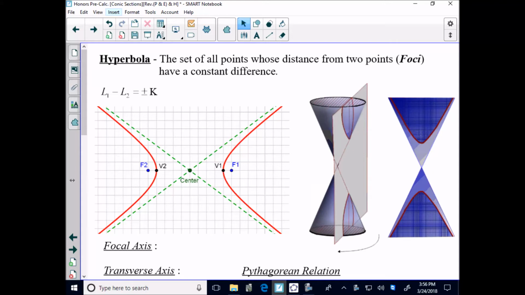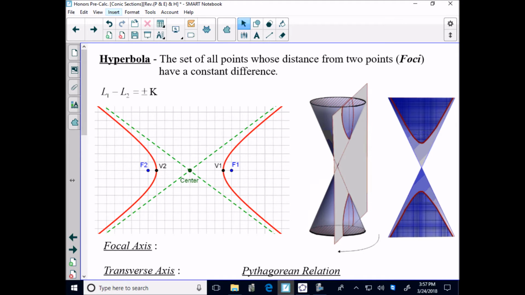Alright guys, so this is our second video, and in this video we're going to look at hyperbolas, which is the conic section that we didn't get to in our last class before break. So we're going to start with the locus definition, or the definition of a hyperbola as a collection of points.